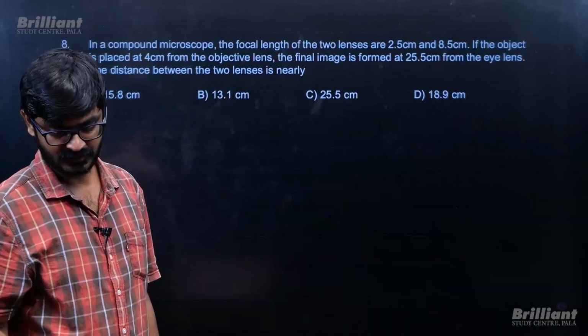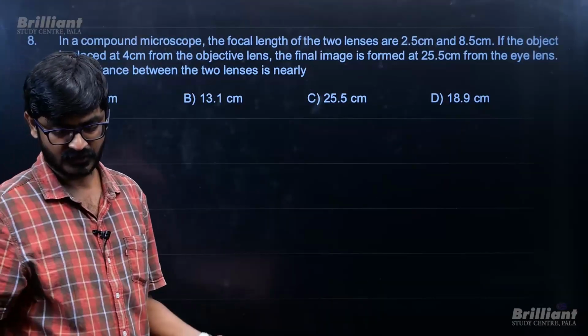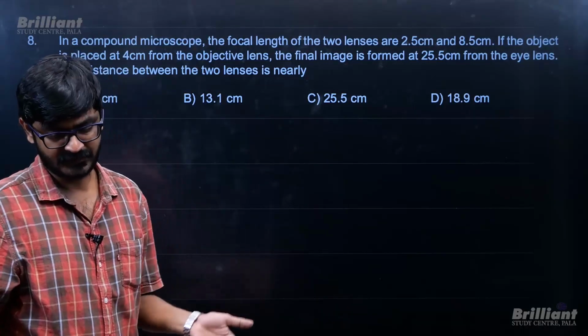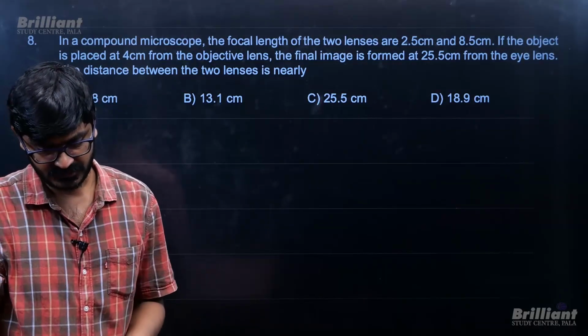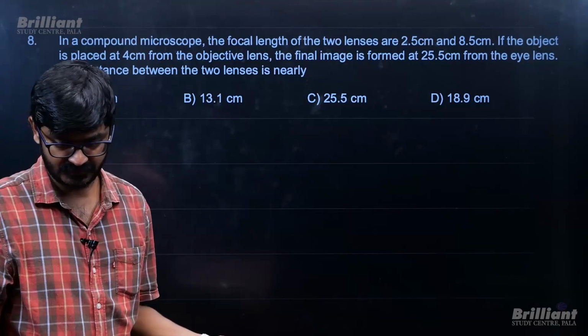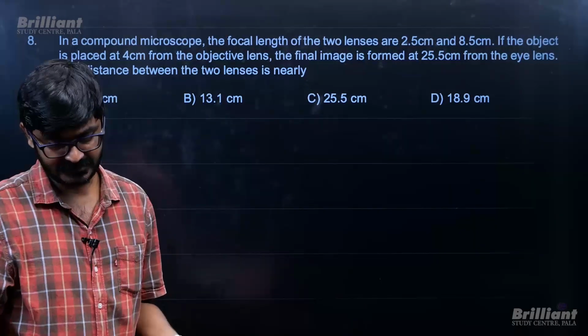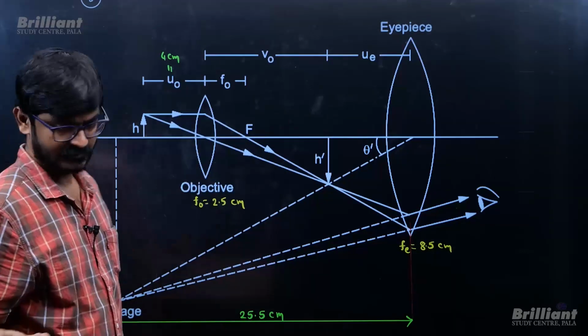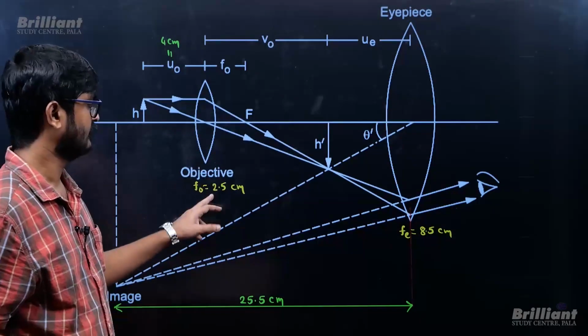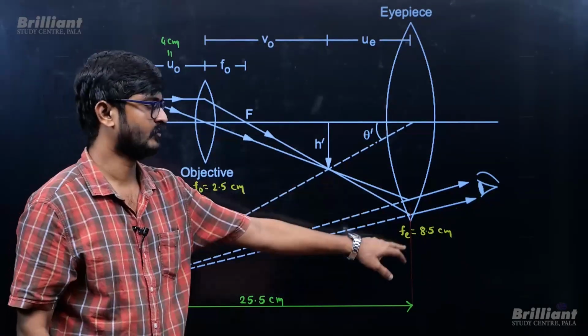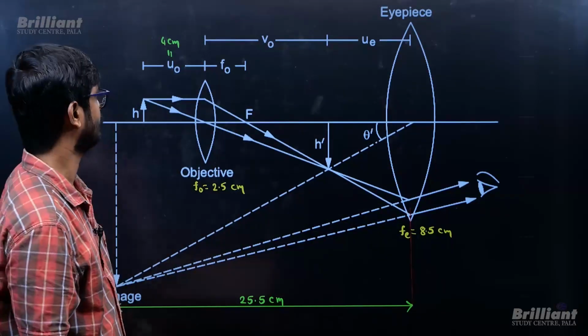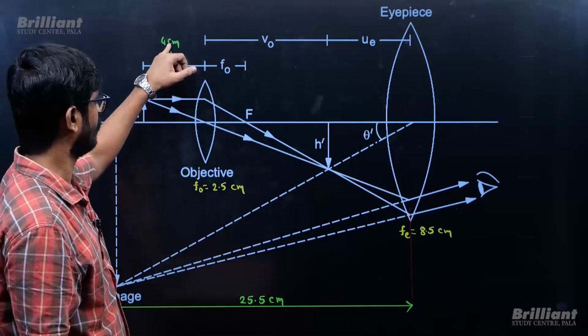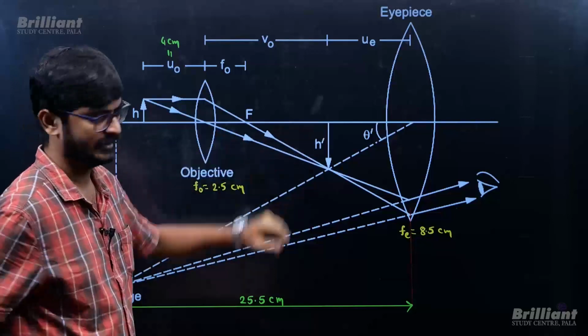Going to the questions from your package. In a compound microscope, the focal lengths of two lenses are given. If the object is placed at 4 cm from the objective lens, the final image is formed at 25.5 cm from the eye lens. The distance between the two lenses is? So basically this is the figure, and the objective lens will have less focal length and the eyepiece will have more focal length in case of a compound microscope. Object distance is 4 cm. I know object distance, I know focal length, I can find the image distance.